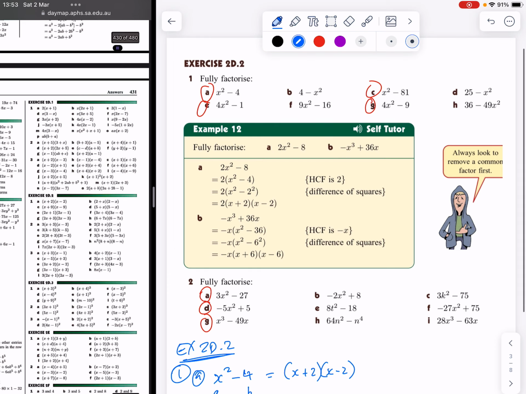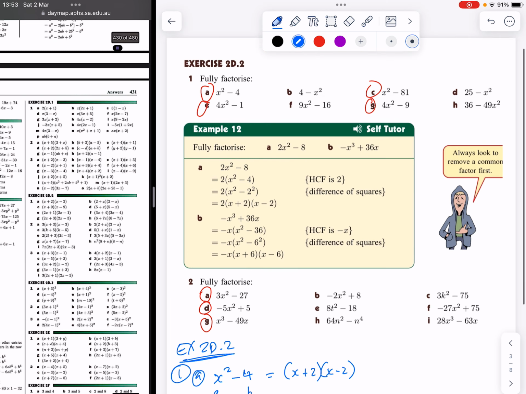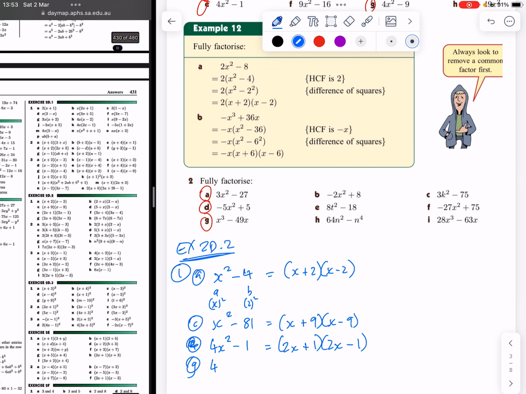E, rushing because my son's about to wake up. 4x squared take 1. What do I square to get 4x squared? 2x. What do I square to get 1? 1. So 2x plus 1, 2x take 1. G, 4x squared take 9. What do I square to get 4x squared? 2x. What do I square to get 9? 3. 2x plus 3, 2x take 3. Let's check them.